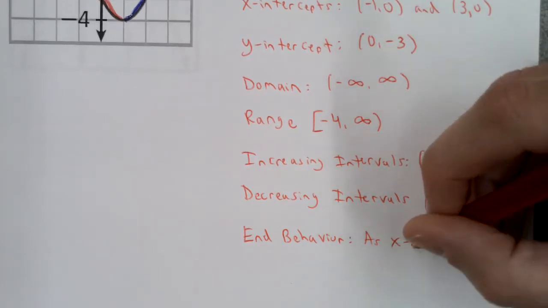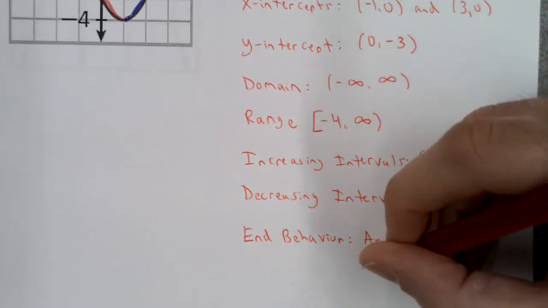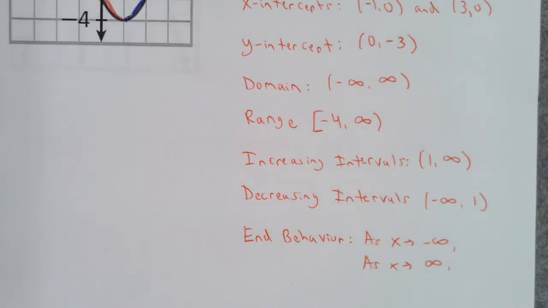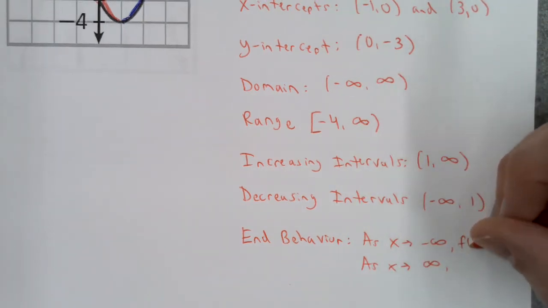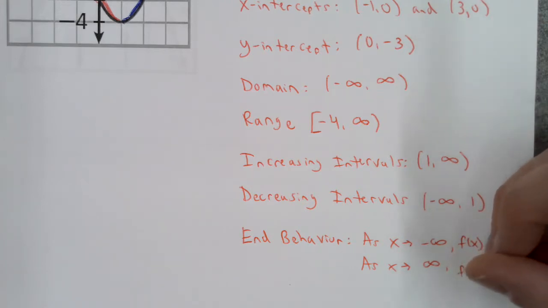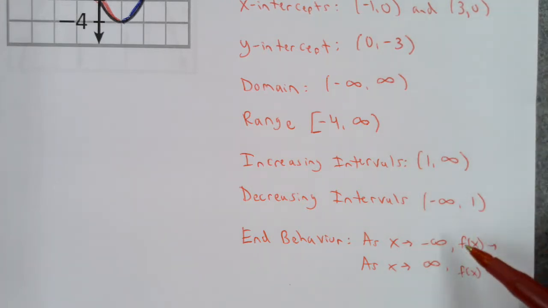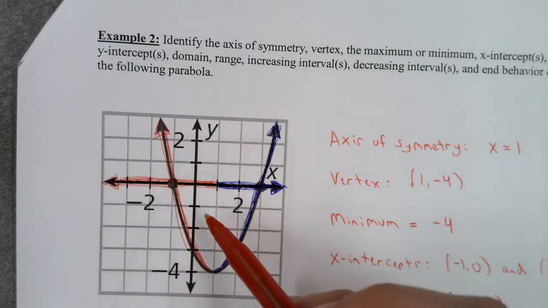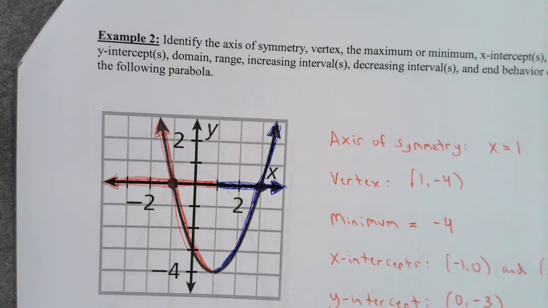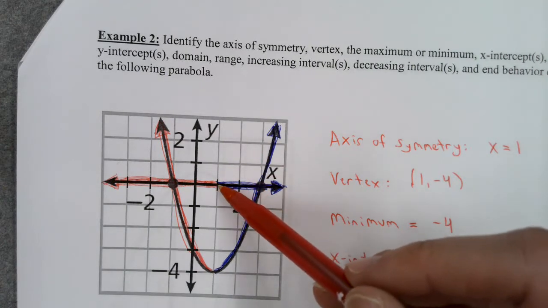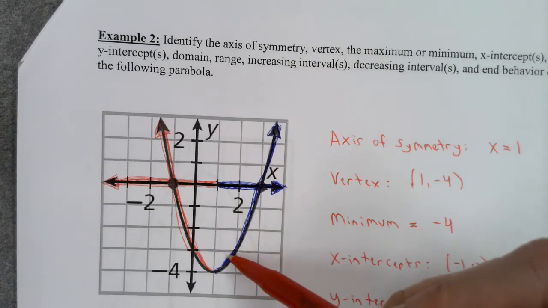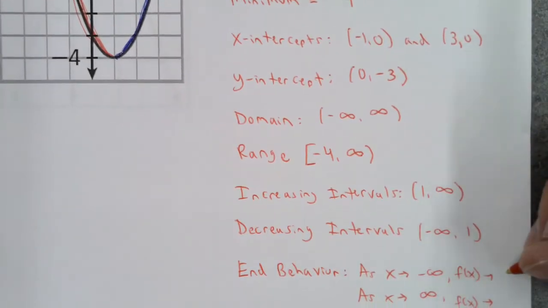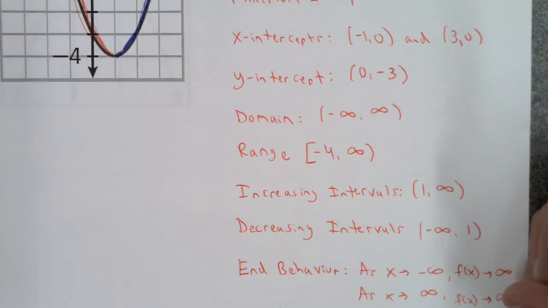As x approaches -infinity and as x approaches +infinity. As x approaches -infinity, as x gets smaller and smaller, the graph is going up towards +infinity. And as x approaches +infinity, the graph is going up, so it's approaching +infinity there as well. So both of them are approaching +infinity in each end.